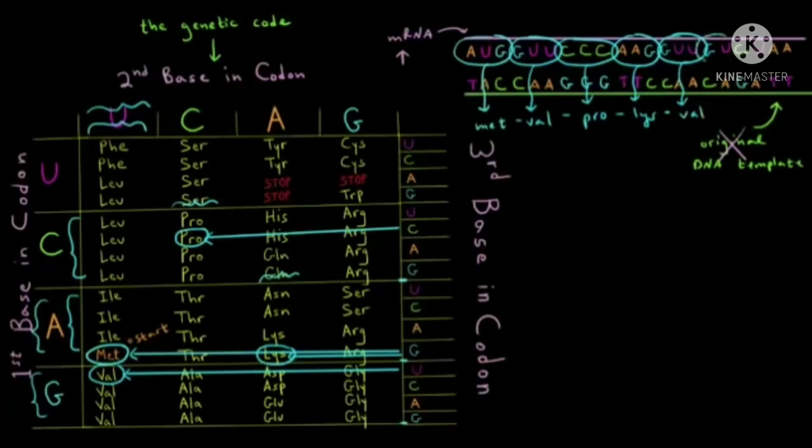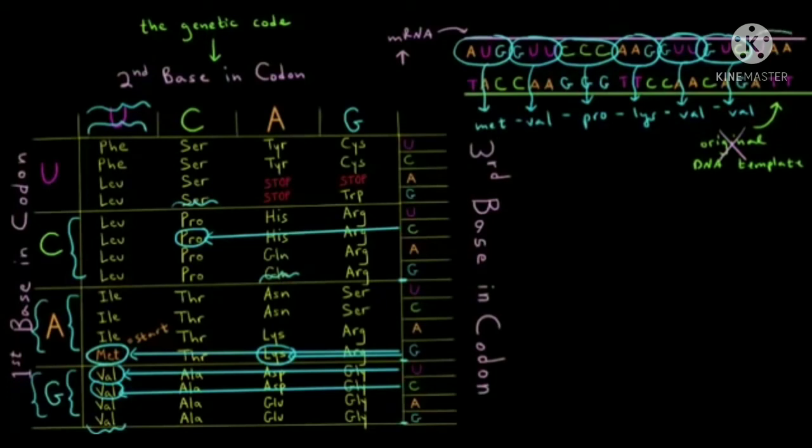Let's look at the next one, GUC. Let's find G right over here, and then U on top. So I'm going to put the bracket here, and then, sorry, C. We get valine. That's interesting. We have two different codons that are both coding for the amino acid valine.